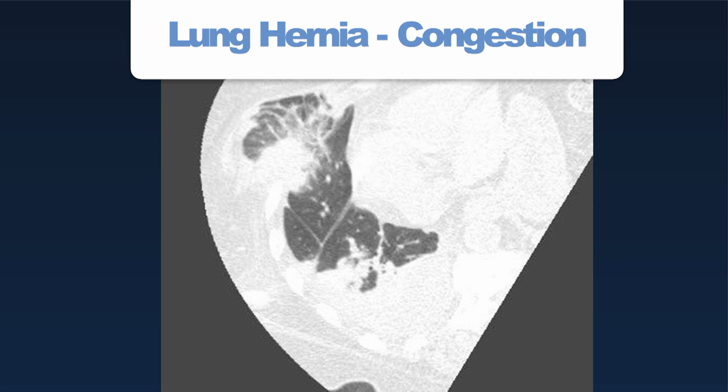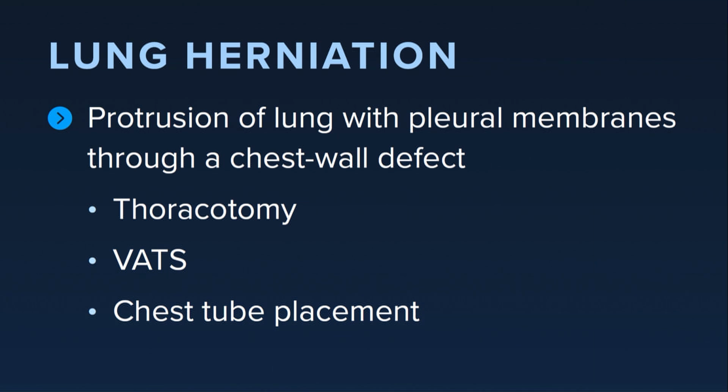This is a different patient, which again shows a hernia. You can see the increased venous lines there, the septal thickening. Again, this was congestion. And I'll show you a case in a little bit that was a little bit worse. So in general, lung hernias are not entirely uncommon, but you have protrusion of the lung with the pleural membranes through a chest wall defect. The intercostal space is most common. It's usually associated with a trocar site, or an open thoracotomy, or sometimes, rarely, you can see it post-chest tube removal.